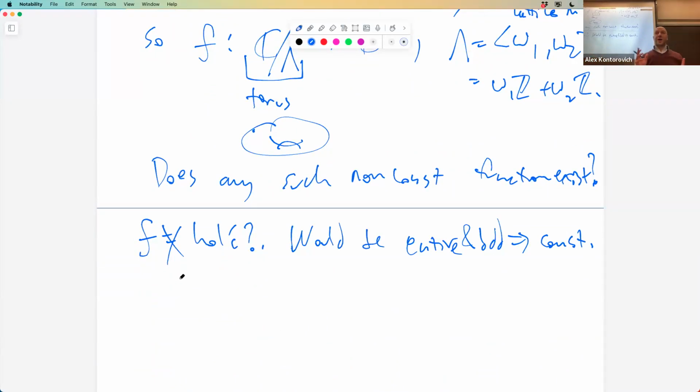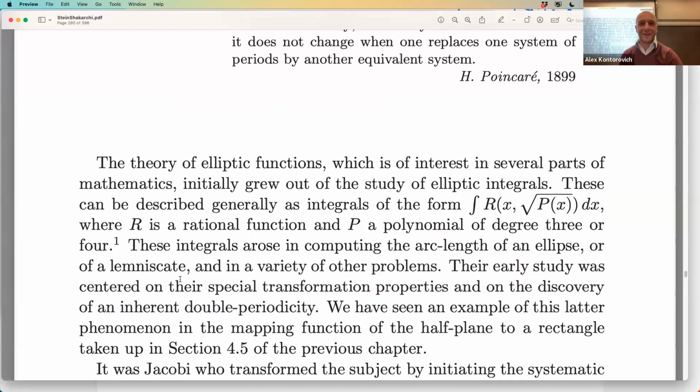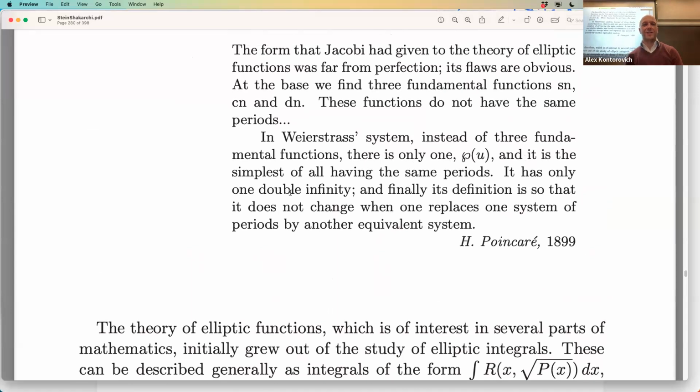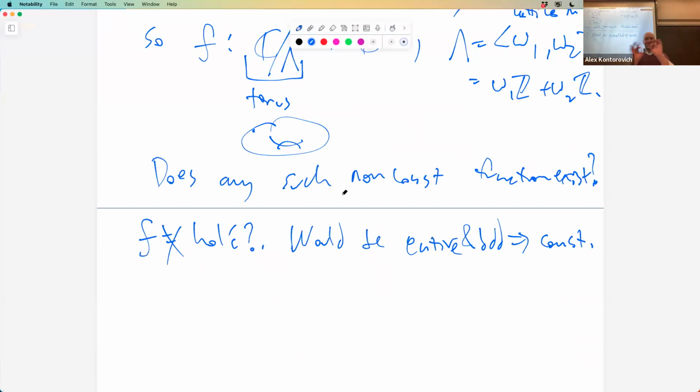We have to have at least some explosion. And by the way, this is what Poincaré says. It has only one double infinity. So I'm going to come back to that. This entire lecture is going to be explaining this opening paragraph of Poincaré. So fine, it can't be holomorphic, but how do we make a function that's invariant under a lattice?